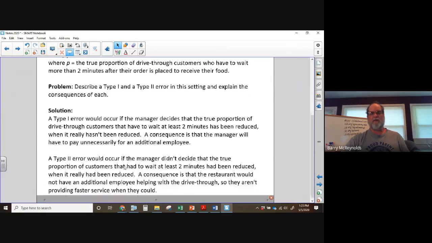So the consequence here is that he would say, well, I really don't need that employee, so I'll get rid of them, because they're not really helping. And now service goes back to where it was before. It had truly improved with the additional employee, but he doesn't recognize it. So he gets rid of the employee, and bad service, or slower service, returns.